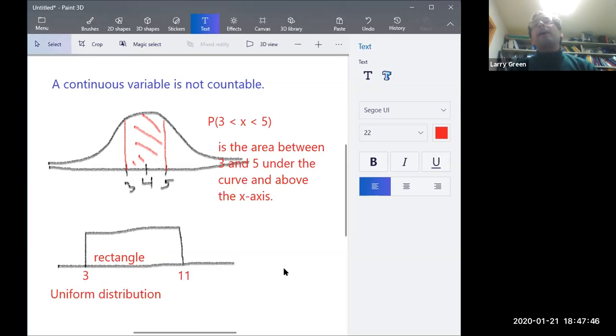Then if I found the area between, say, 4 and 6, that would be the same as the area between, say, 8 and 10. Do you agree? As long as my x width is the same, I always get the same answer for the area, which is probability. So the probability of being between two equal width values within the range of the uniform distribution is always the same. Any questions on this?